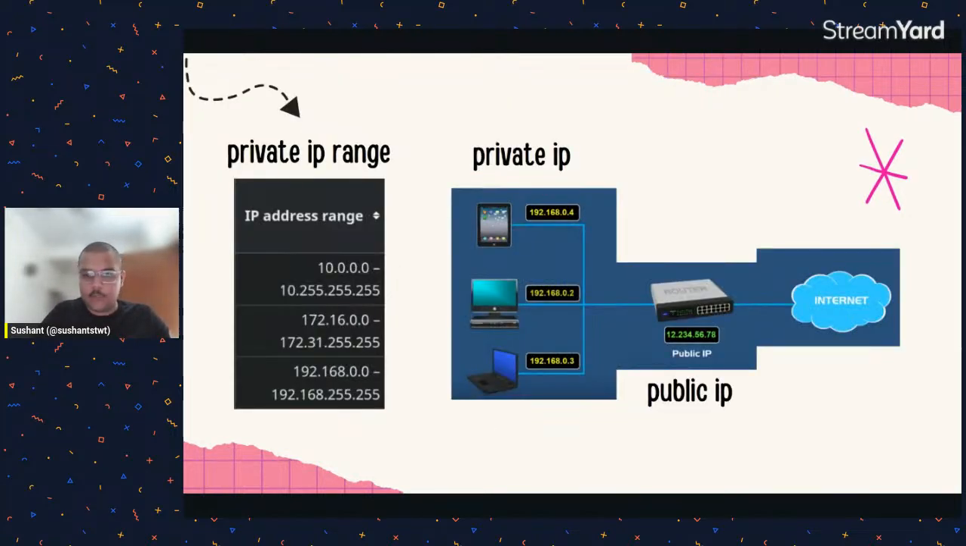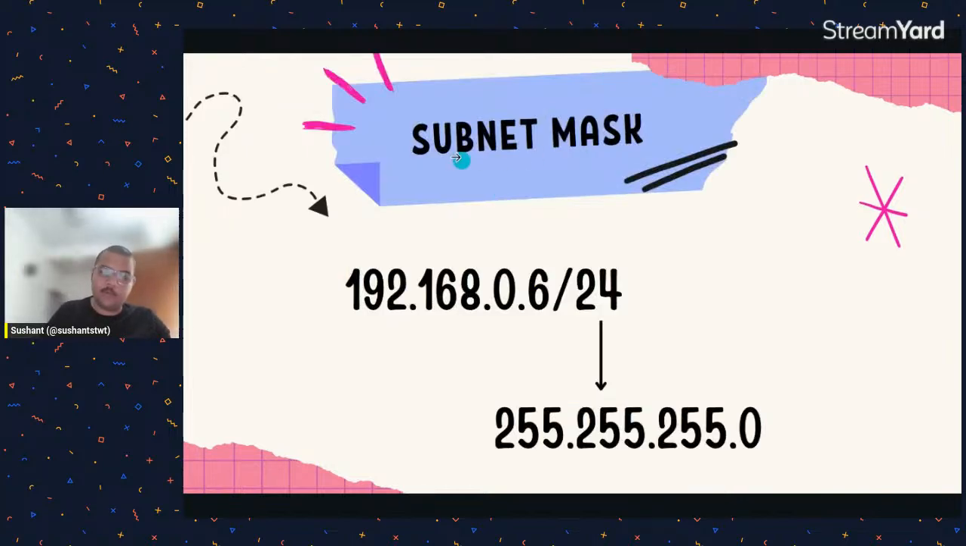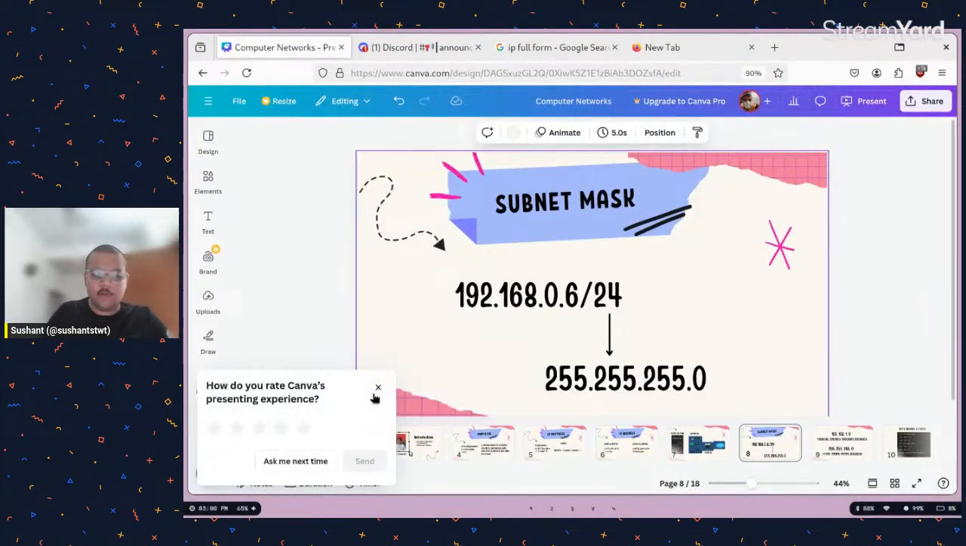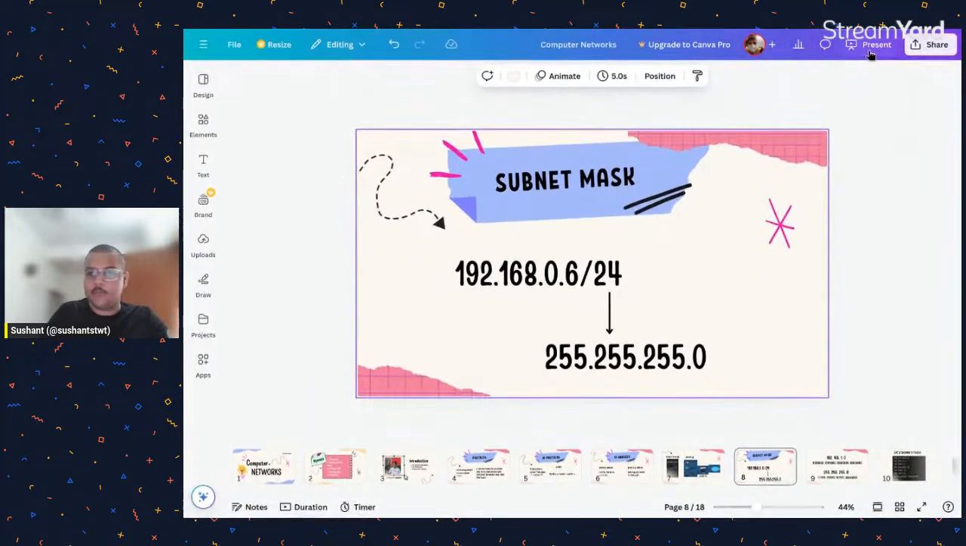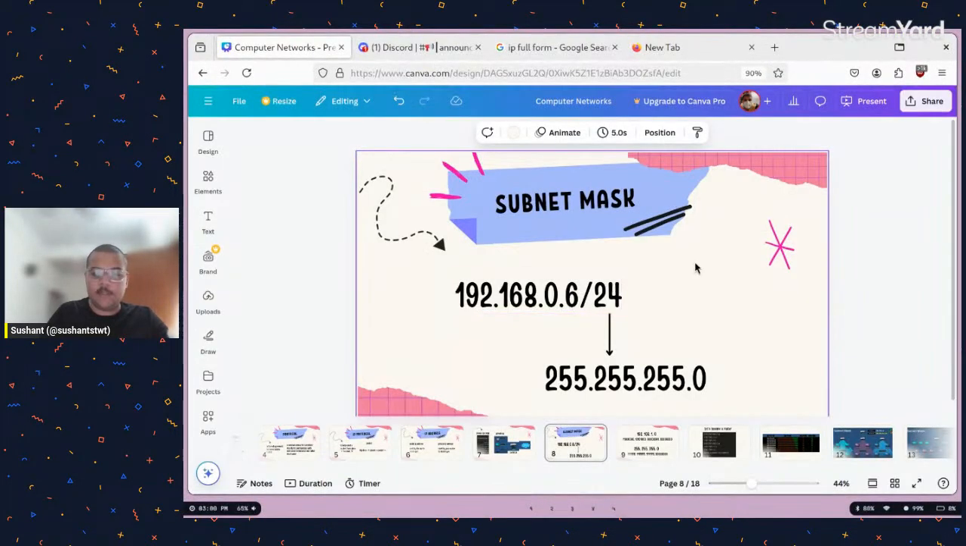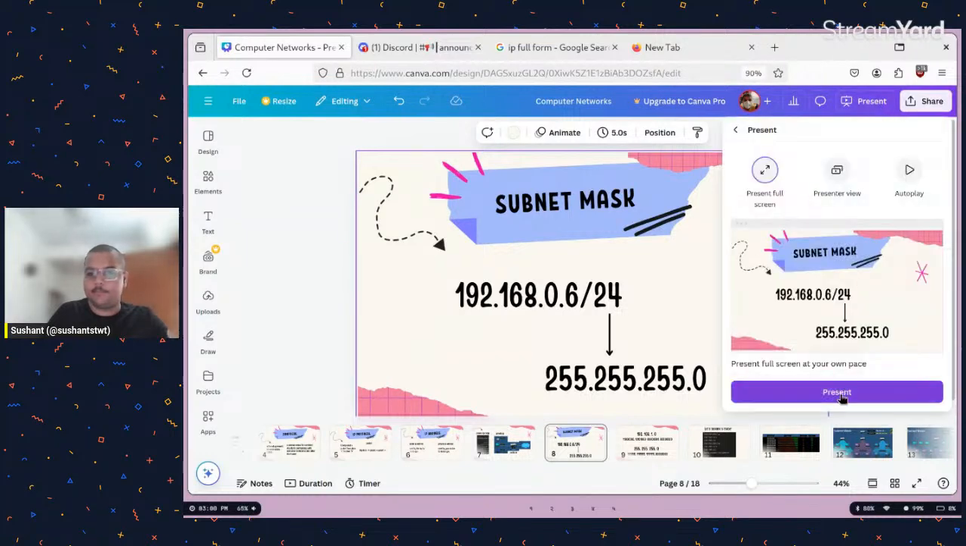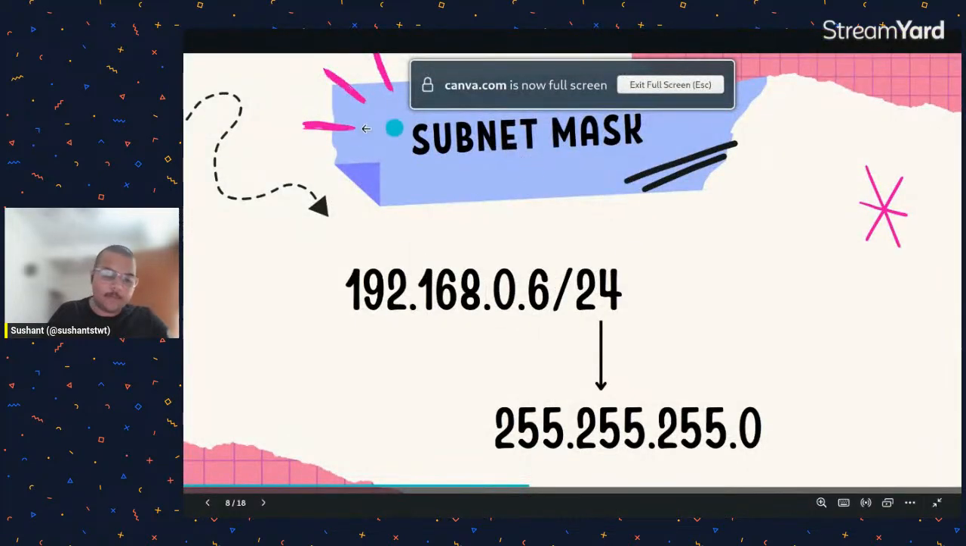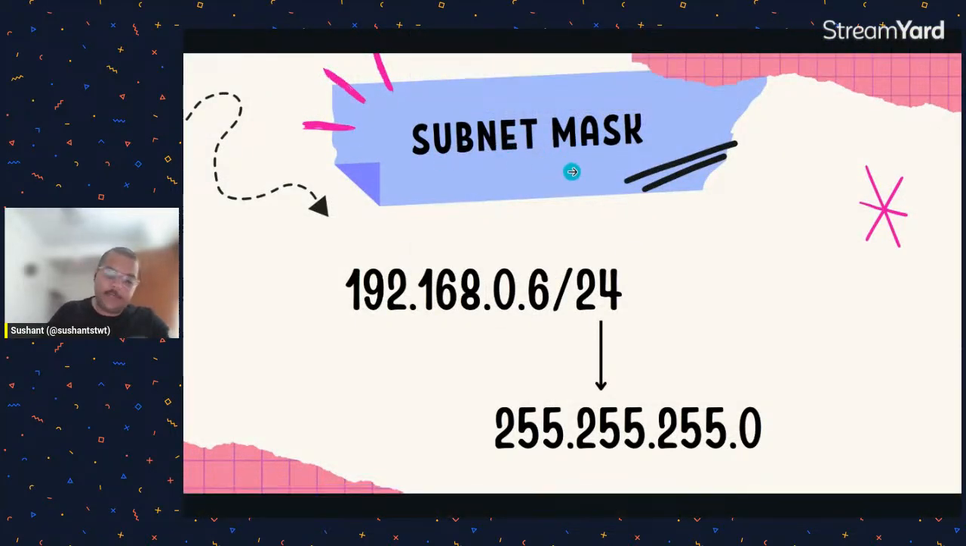Now I think we can move forward to something known as a subnet mask. Let me see the time. Okay, it's 3 o'clock. We can do it at a relaxed pace, not a problem. Oops, my bad. Yep. Then let's talk about subnet mask.